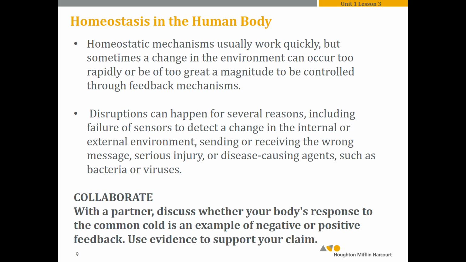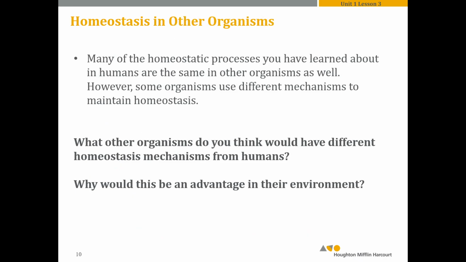Homeostatic mechanisms usually work quickly, but sometimes a minor change in the environment can occur too rapidly or with too great a magnitude before the control feedback systems get activated. Disruptions can happen for several reasons, including failure, where our body is not able to respond to these stimuli from the environment, or maybe there are some serious injuries or disease-causing agents. These are the cases when our body is not able to maintain homeostasis.